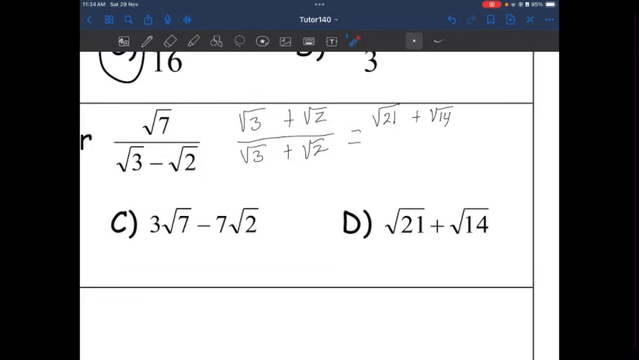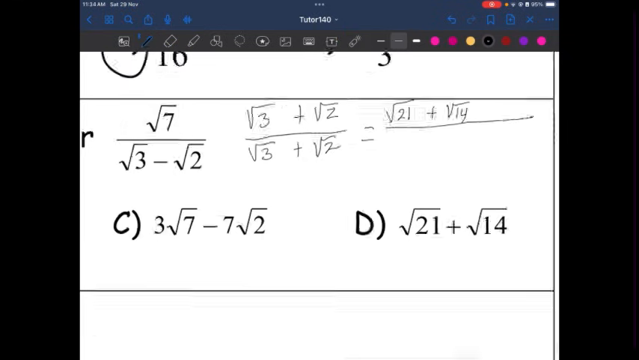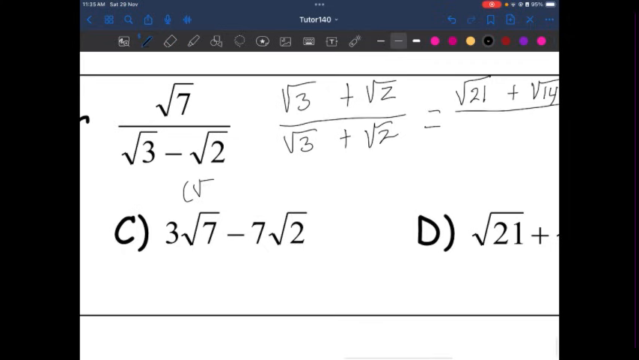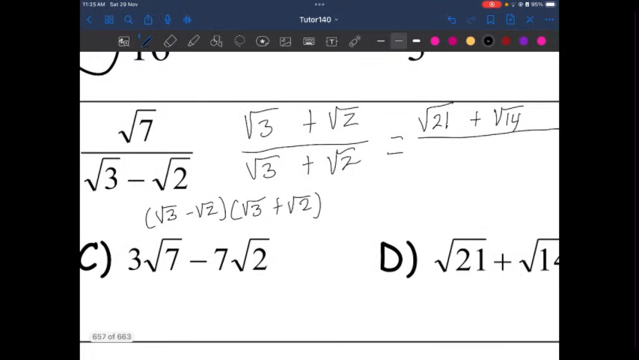Just multiply these two numbers inside. 7 times 3 is 21, and then 7 times 2 is 14. The denominator would give us, though, let me write it again so you could see it better. This is root 3 minus root 2 times root 3 plus root 2. And remember FOIL: first, outer, inner, last. Root 3 times root 3 is just 3 itself.